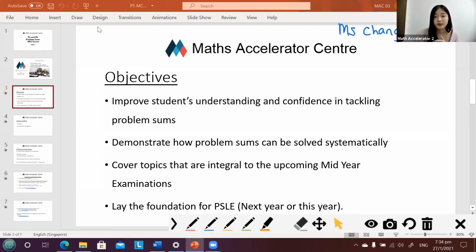We also cover topics that are integral to the upcoming mid-year examinations, as well as lay the foundation for PSLE. If you're primary 5 this year, that will be for you next year. If you're primary 6 this year, that is relevant to you this year.